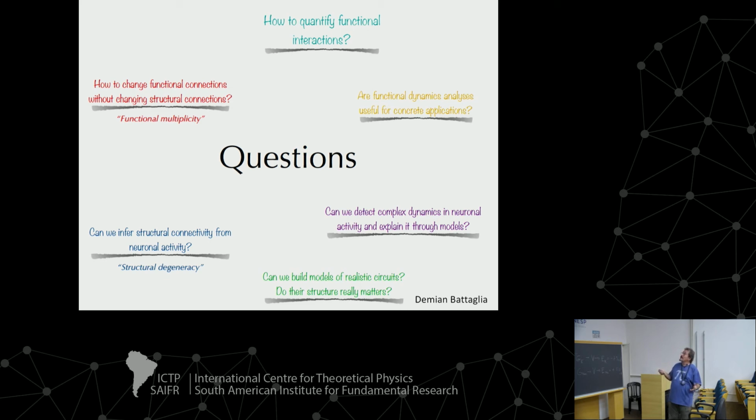Are the functional dynamics useful for concrete applications? These would be for people who are interested in artificial neural networks, for example. Can we infer structural connectivity from activity of the neurons there? Can we detect complex dynamics in neuronal activity and explain it through models? That's one of the main tasks of computational neuroscience.